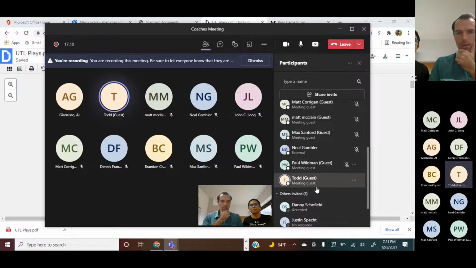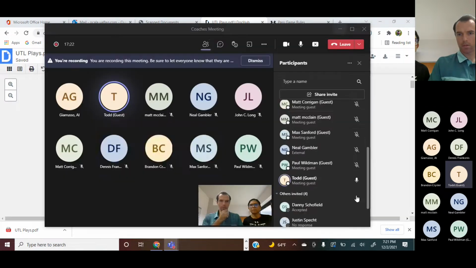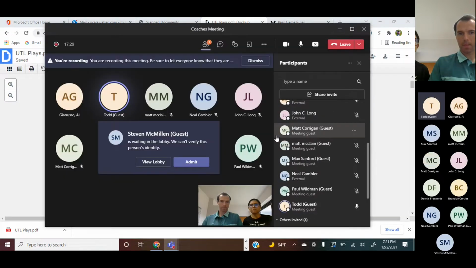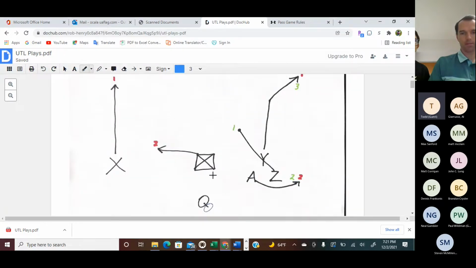Hey Rob, just not to beat a dead horse, but on the backward pass again for 5th and 6th graders. You can do a backward pass as long as that guy passes to somebody else and doesn't cross the line of scrimmage, correct? That is correct. So it only becomes a penalty if he goes across the line of scrimmage. That is correct.